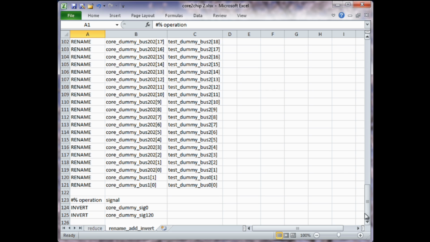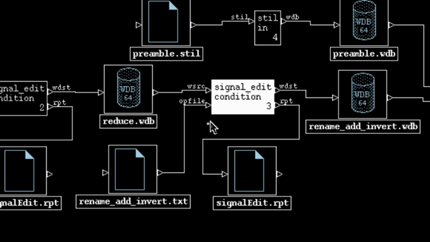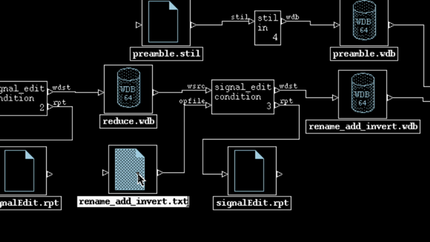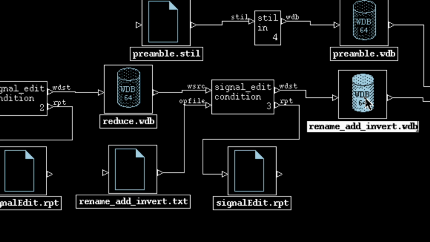As you can see, these manipulations are just a matter of listing out simple tables of values. Here again, we see the tab-separated value list for controlling this signal edit conditioner. The resultant test data is put into this waveform database. Now the test file is ready for the chip level.